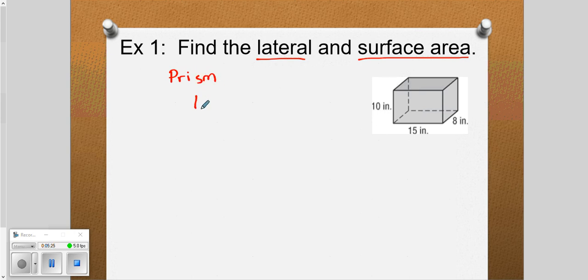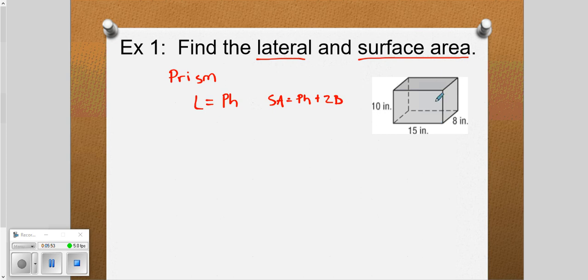And our formulae were that the lateral area was the perimeter times the height, and the surface area is that same perimeter times height, but plus 2 times the areas of the base. So our first decision would be, what's our base, what's our height? We need to make that decision before we can do anything. And with a rectangular prism, there's no wrong answer to that. Any two parallel faces could be the base.